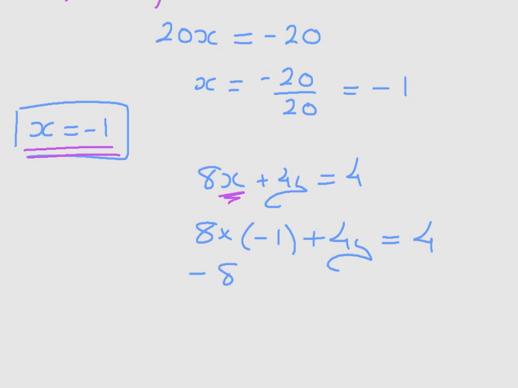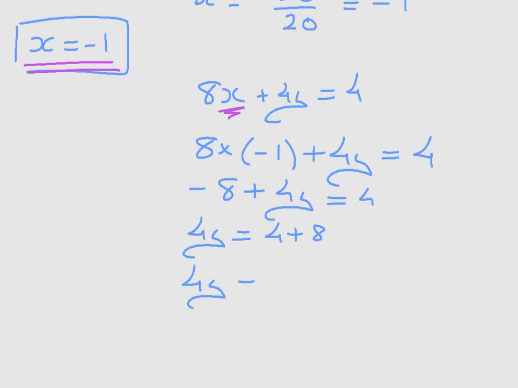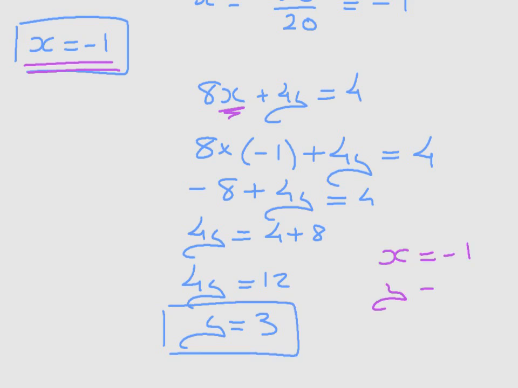That leads us to negative 8 plus 4y equals 4, which in turn, adding 8 to both sides of the equation, will lead us to 4y equals 4 plus 8, which leads us to 4y equals 12. Finally, dividing both sides of this equation by 4 leads us to y is equal to 3. And we now have both the solutions. The solutions to this pair of simultaneous equations are x equals negative 1 and y equals 3. And we're done.